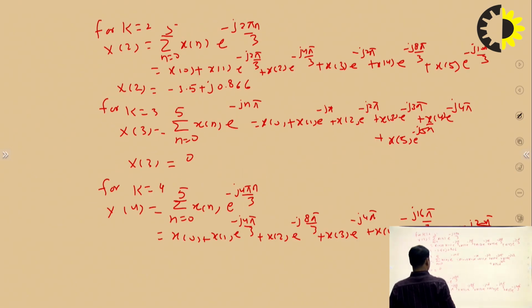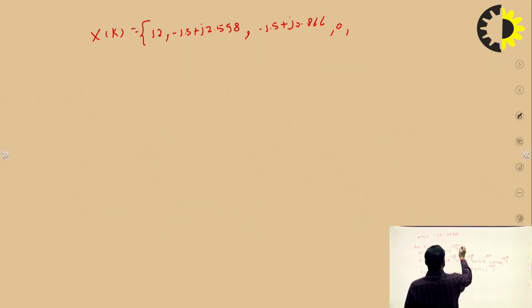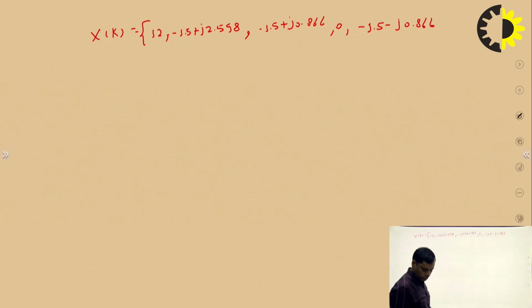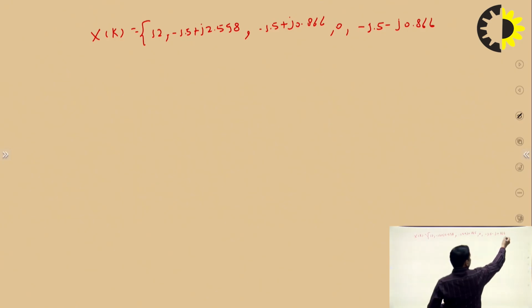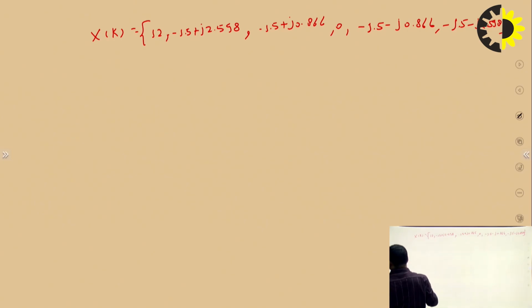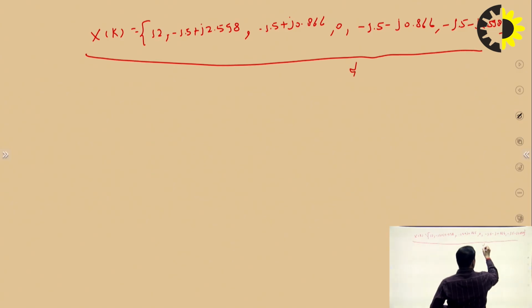then for x4 we have evaluated here, that is minus 1.5 minus j 0.866, and the last one in the sequence is minus 1.5 minus j 2.598. So, this will be the corresponding DFT value for the given sequence of x of n here. So this is our final evaluated DFT.